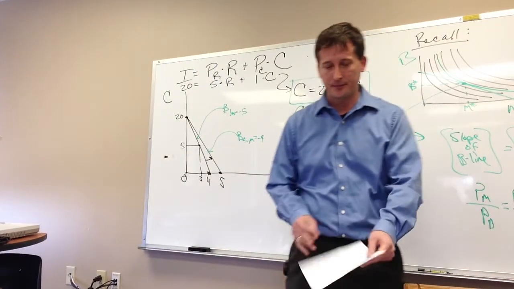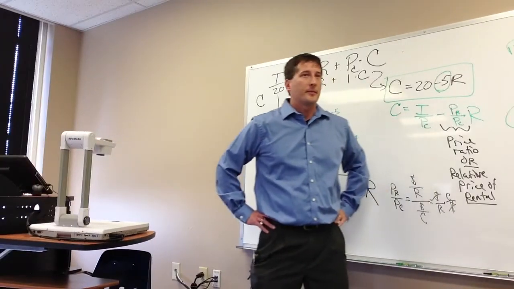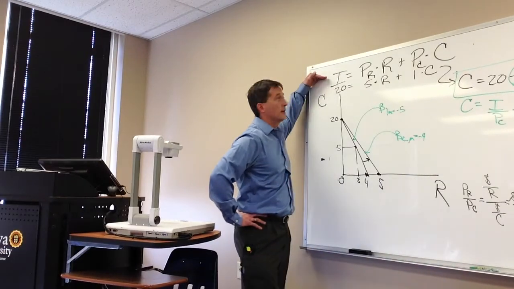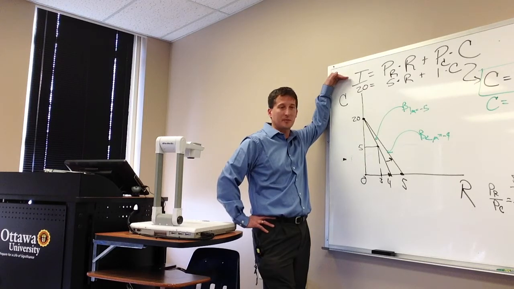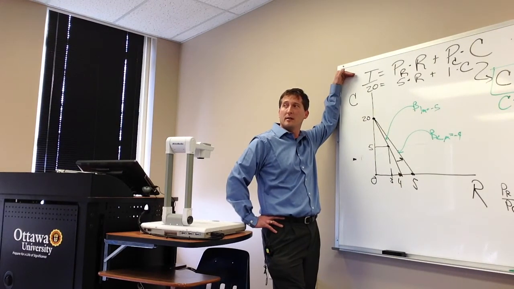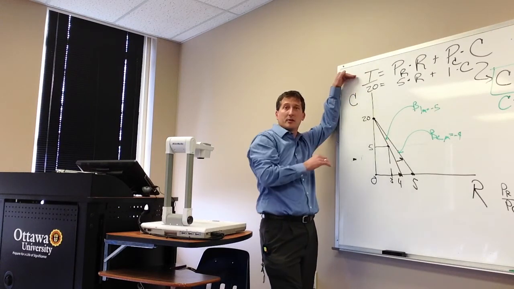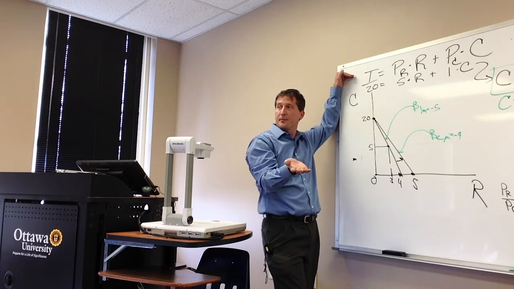What's your approach? Income? Budget line? What else? In general, what else is your approach? Why are you doing this? What are you ultimately trying to get to? The slope of what? If you jump to this equation, you're looking for the slope of the budget line. And then what else do you need?